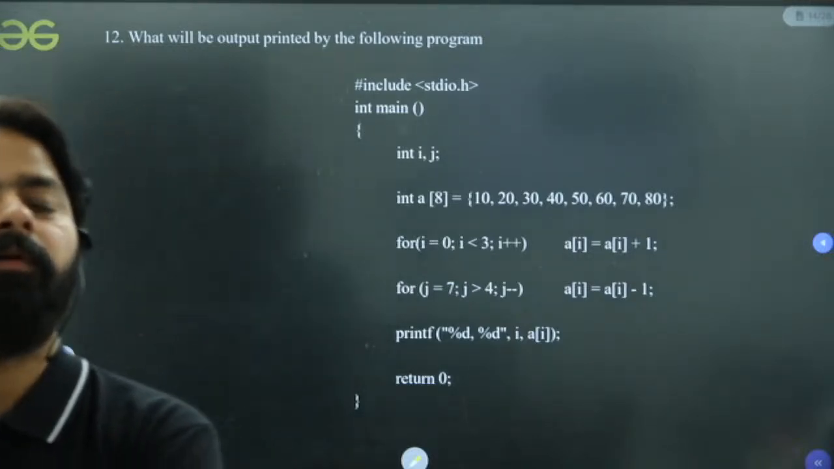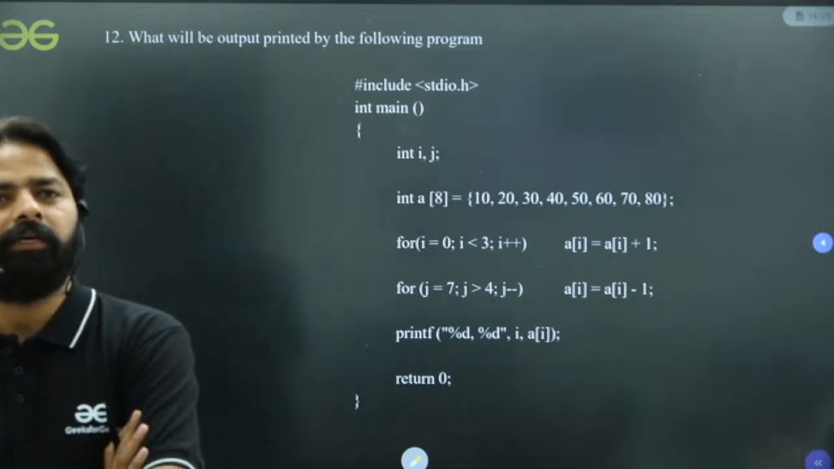Got it, learner? Your doubt is my doubt. I explained it. I guess you understood.